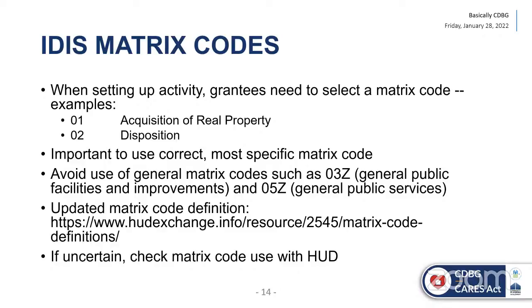Because really the matrix code and the national objective is how this activity is going to be eligible, right? The matrix code determines your eligibility, and the national objective is what you have to meet. In order for you not to have to return funds, you want to make sure this is going to be eligible from the beginning. So if you're just questioning the matrix code, maybe you need to talk with your field office a little bit more about what this activity exactly is doing.